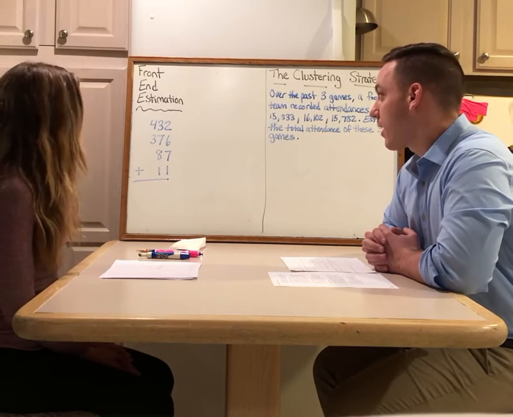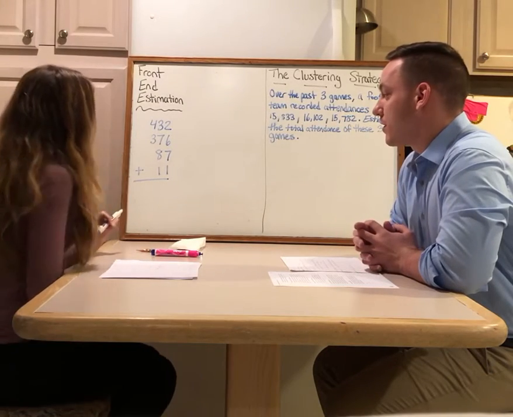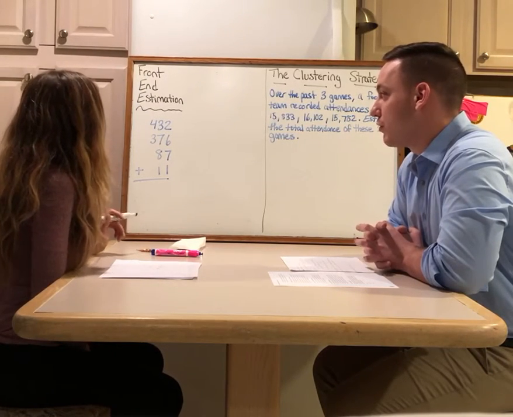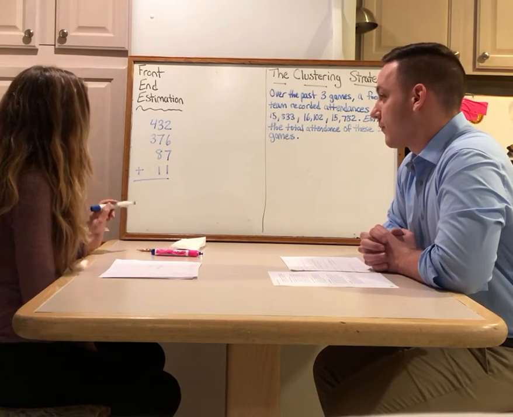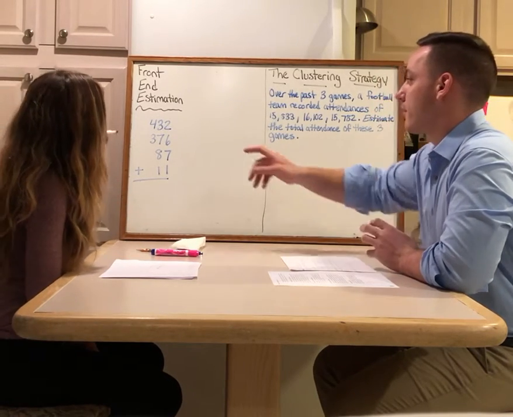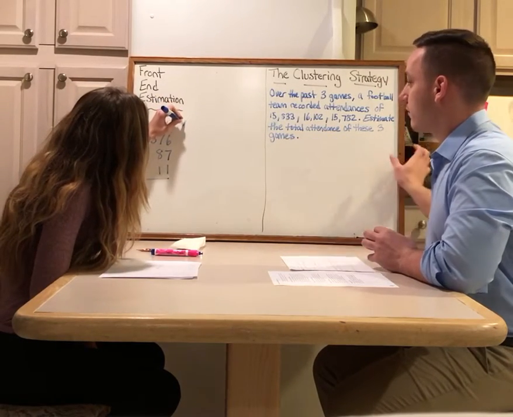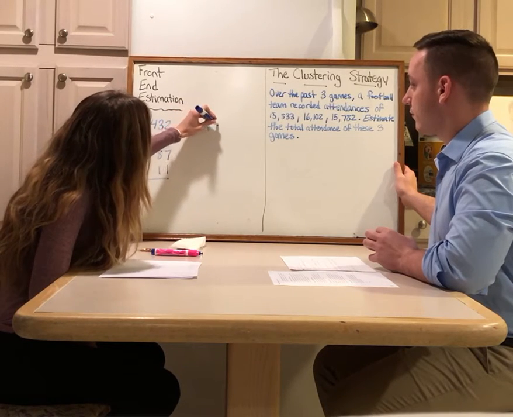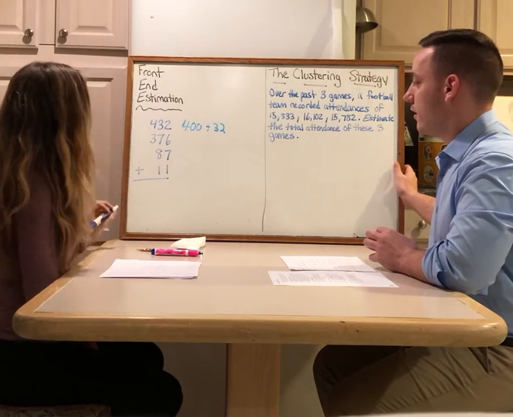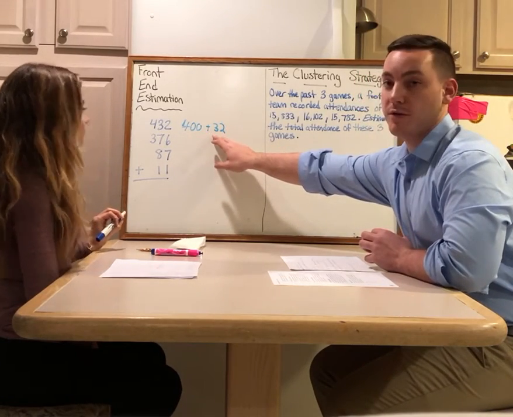So in the first problem, our front-end estimation, Amanda, what do we notice about the number 432? What two groups could it be decomposed into? 400 and then 32. Okay, great. So we could write 432 next to it. Plus. Good. So we have one group of 400 and one group of 32.